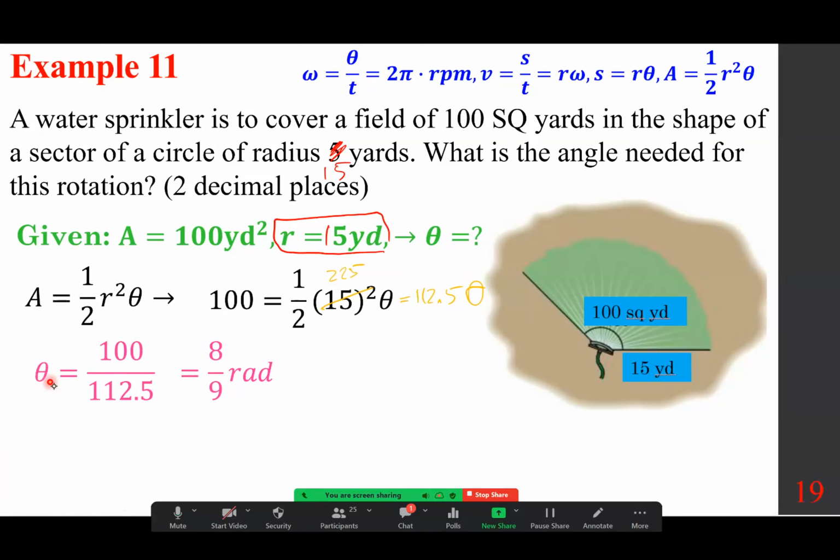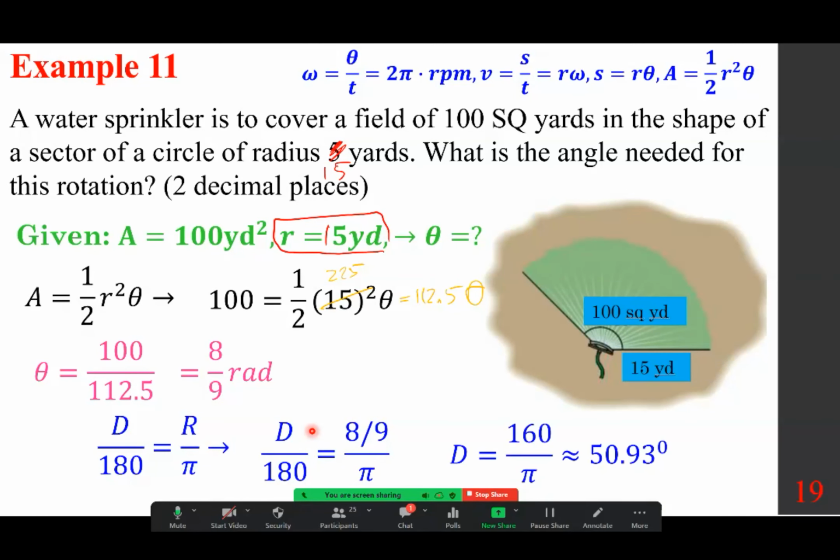We change it to degrees, and one way is d/180 is r/pi. What is the angle needed? Normally they want it in degrees, class. Of course, it's not mentioned here, so if you didn't put it, it would be okay, but normally they are asking for degrees. In this case, you replace the r with 8/9, and the cross product 180 times 8/9 divided by pi is the degrees, and you go with 2 decimals. Again, as usual, class, you want to go with more decimals to make a decision properly. Okay.